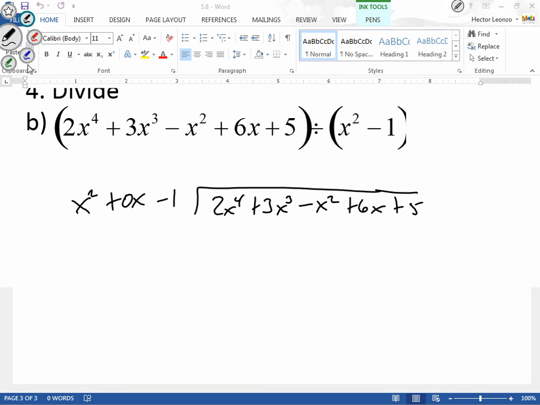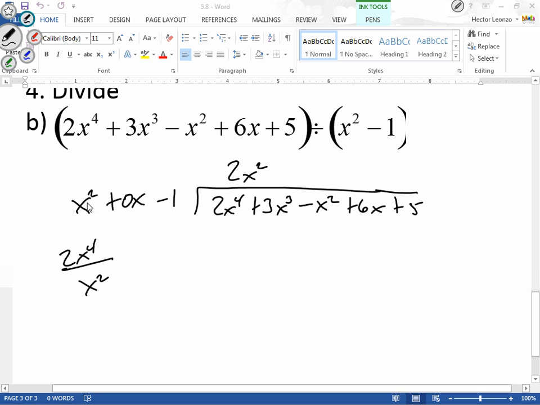So once again, I'm going to think of 2x to the 4th, the first term divided by x squared, which is my first term. 2x to the 4th divided by x squared, I have 2x squared. Now multiply the 2x squared to every term on the outside. So 2x squared times x squared gives me 2x to the 4th. 2x squared times 0x gives me 0x to the 3rd. 2x squared times a negative 1 gives me a negative 2x squared.